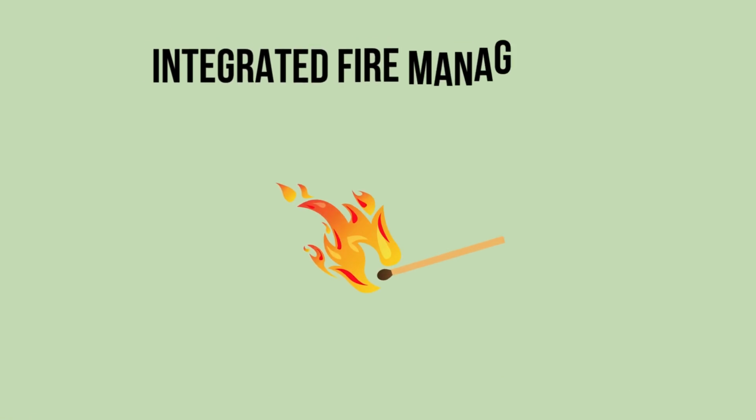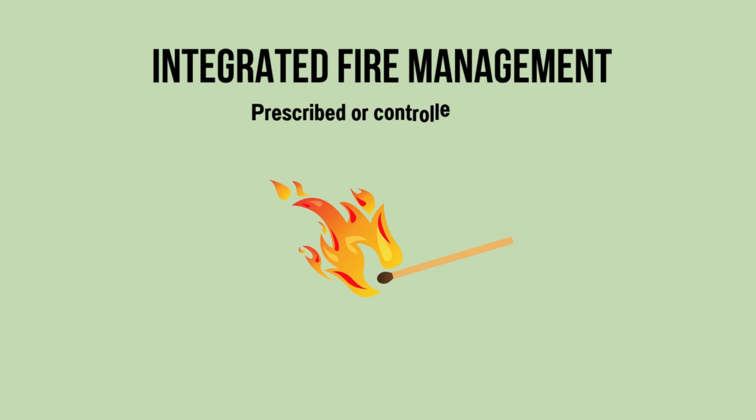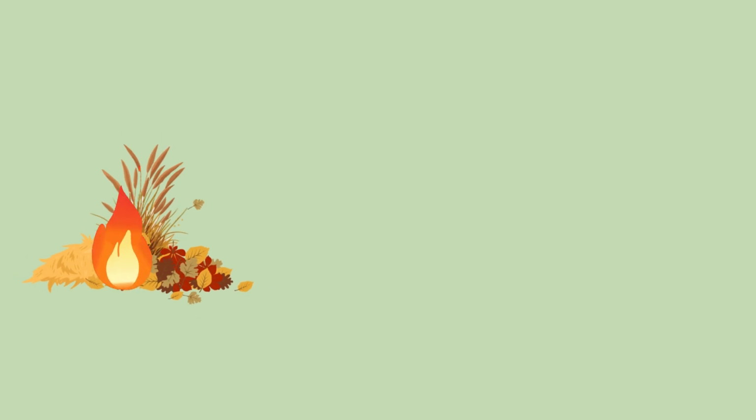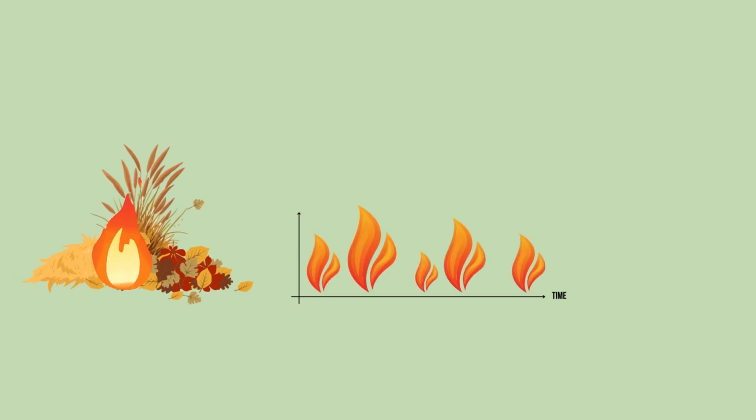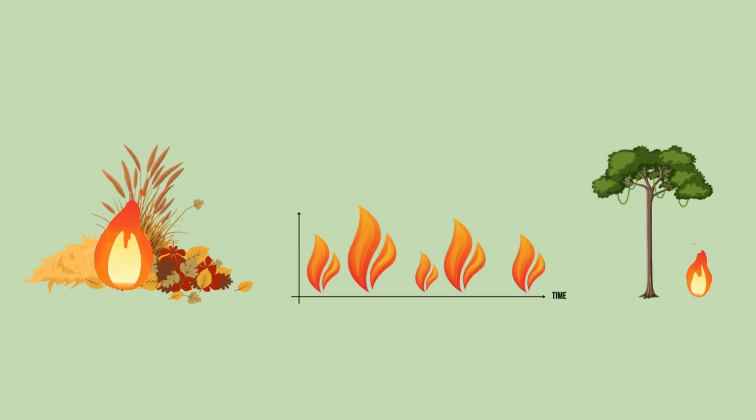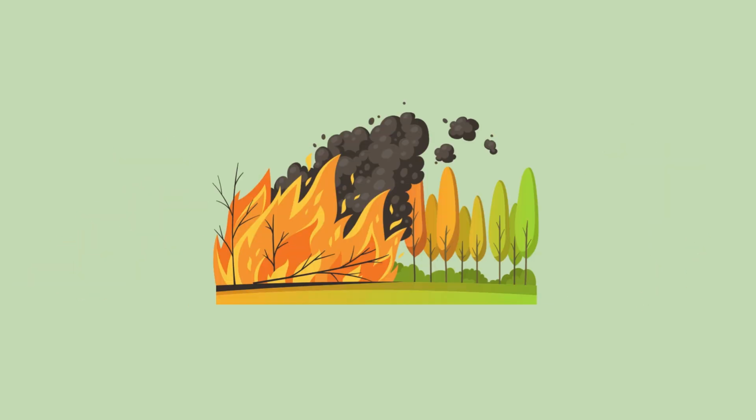Here are several approaches to achieving this balance. Integrated fire management. One key strategy is the use of prescribed or controlled burns. These are carefully managed fires used to reduce fuel loads, mimic natural fire regimes, and maintain fire-adapted ecosystems. They also help prevent larger, uncontrolled wildfires. In some situations, fire can even be used to suppress fire through methods like burnout and backfiring during an incident.